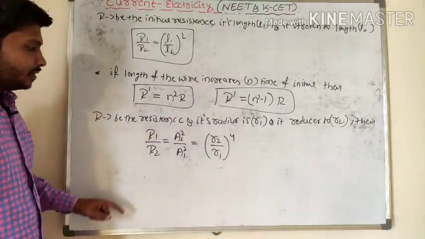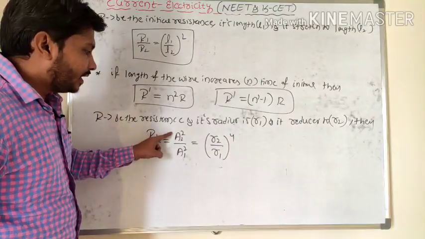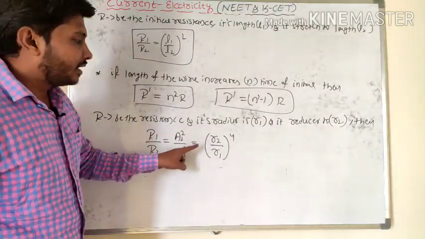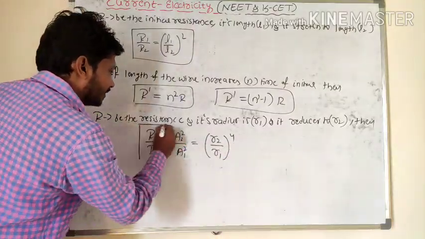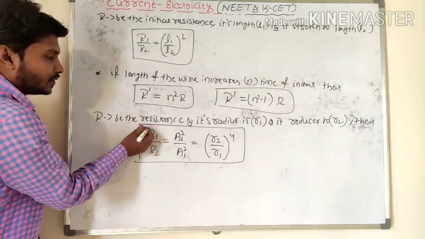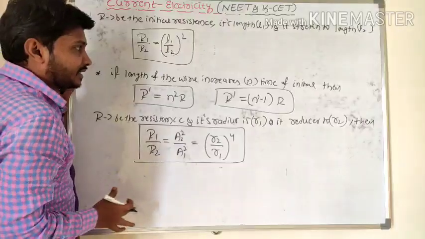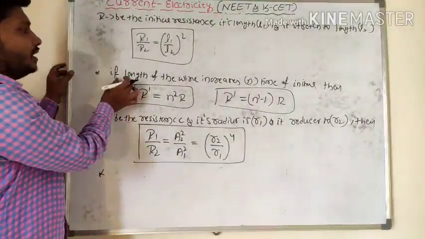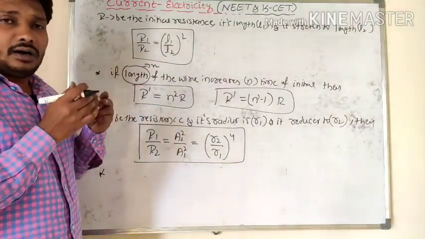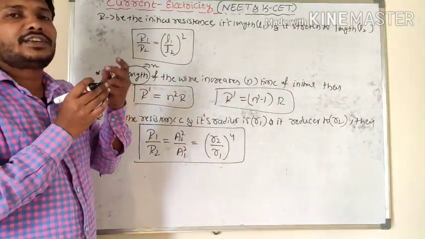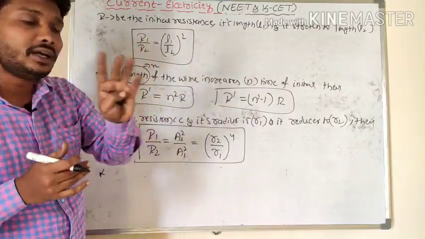So what will be the equation? I need to write it here. R1 by R2 is equal to A2 square divided by A1 square, or R2 by R1 whole to the power of 4. So remember that equation here. For constant volume, resistance is inversely proportional to the square of the area. In terms of percentage, for example, instead of length I will consider the radius. If one wire has initial radius R, and I reduce its radius to 1 by nth of the initial one.